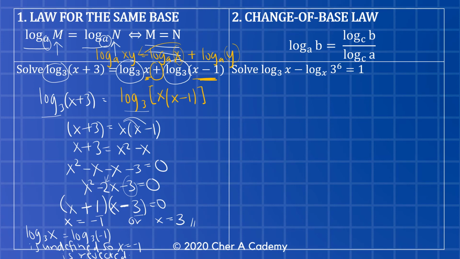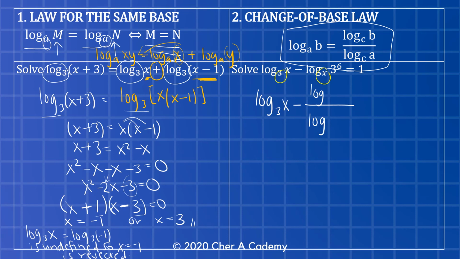So now let's look at the second law, the change of base law. The change of base law is to change my base, right? So when do I need to change my base? Let's look at the question. Solve log base 3 of x minus log base x of 3 to the power of 6 equals 1. In this question, you'll notice that they have two different bases. So this tells me that I have to use the change of base law. I will keep the one with the number, and I will change the base x.